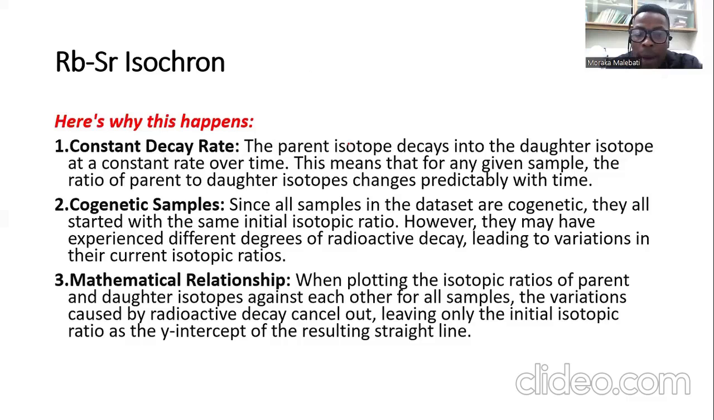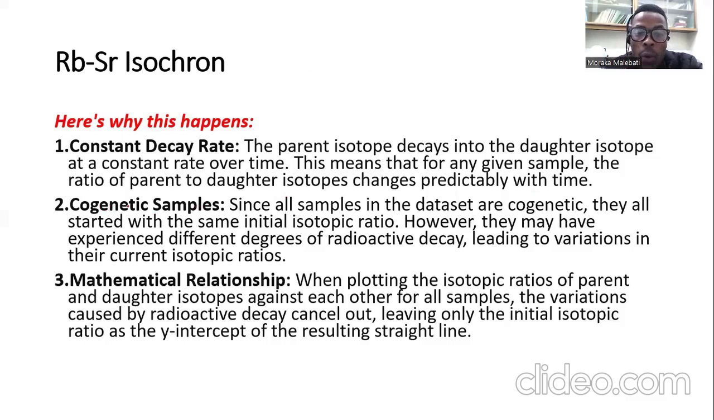The parent isotope decays into the daughter isotope at a constant rate over time. This means that for any given sample, the ratio of parent to daughter isotope changes predictably with time, because we know the parent will keep on decreasing while the daughter will keep on increasing, provided we are in a closed system.